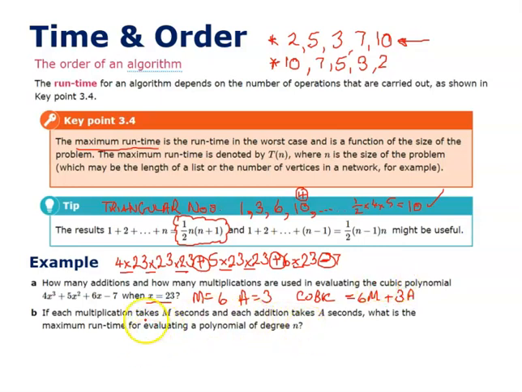Now the question says, well, what if we had a multiplication with m and a for the additions and multiplications? What is a maximum runtime for evaluating a polynomial of degree n? So look, they're basically saying, this was a cubic, but what if it wasn't a cubic? What if it was a linear? A linear expression of degree 1 would be, for instance, 3x plus 2, something like that.